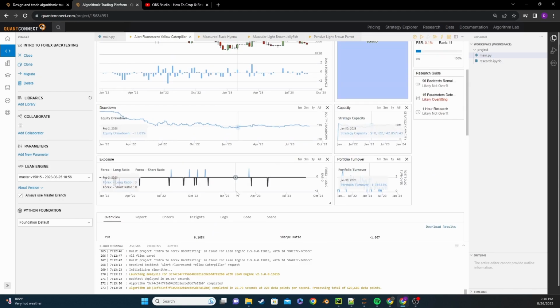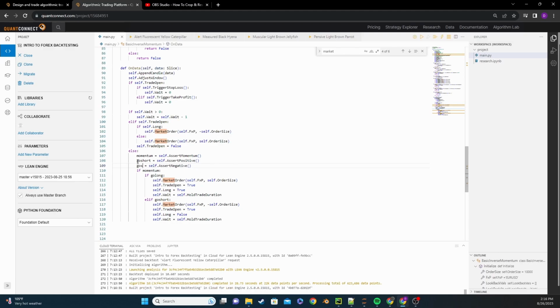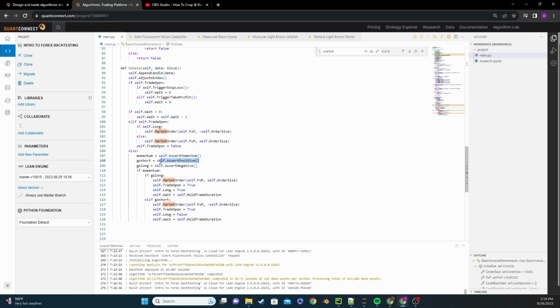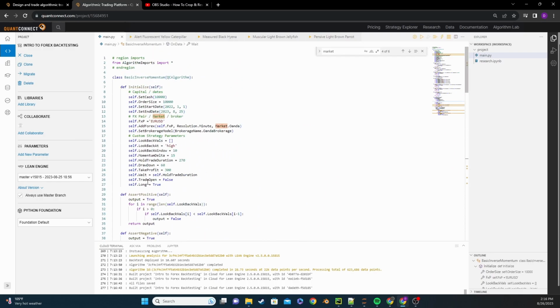We're going to go back up to our main, and we're just going to say, you know what? We meant to do an inverse, so this should actually go short, right? Because we're saying that there's positive momentum, and this should go long because we're saying that there is negative momentum. So if we assert that there is positive momentum, we're shorting, and if we assert that there's negative momentum, we're going long. That is kind of the basis of an inverse momentum play, right? So we're going to run this again.